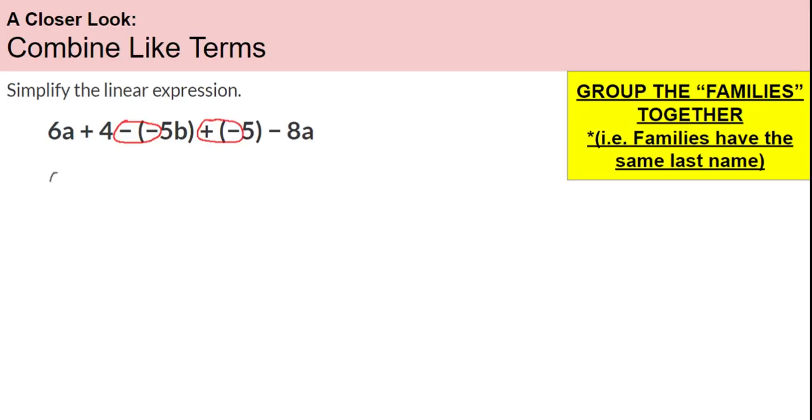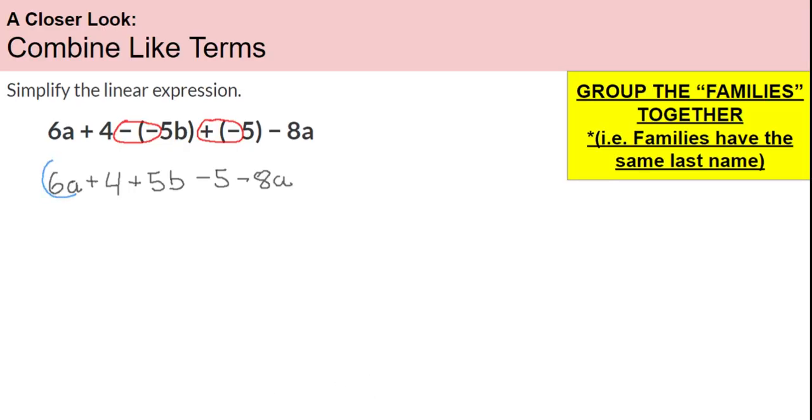So let's rewrite it to make life a little bit easier before we combine like terms. Two negatives: if I have a minus a negative, that's going to be a plus sign. So instead of minus negative 5b, I just have plus 5b. That looks a little bit simpler. And then instead of plus minus, that becomes just a subtraction, minus 5. And then I got that minus 8a on the end there. All right, let's combine like terms.